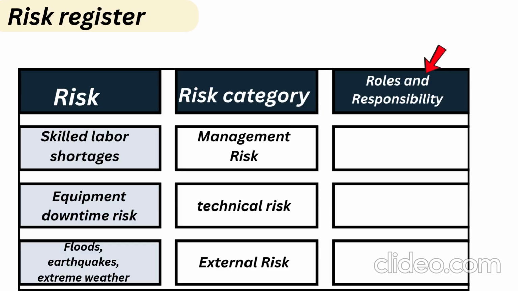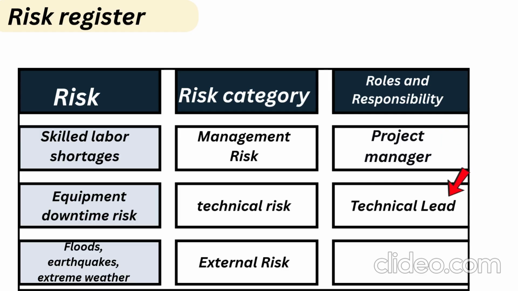In the third column, we have to write the roles and responsibilities. Who will take the responsibility of this risk? So I can assign skilled labor shortage, which is a resource risk, to the project manager. Equipment downtime can be given to the technical lead. They can handle it. Floods, earthquake, and extreme conditions, I can give to the site supervisor.